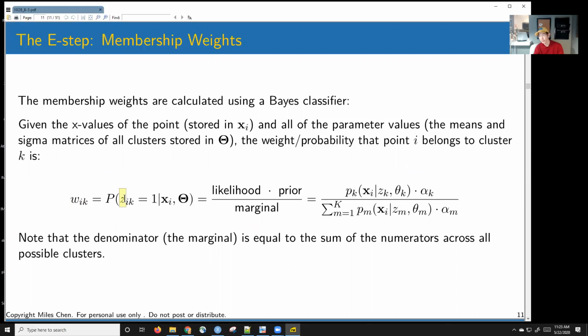that z sub ik, that binary vector, is equal to 1, and everything else is 0, given the values of x and theta. We would say this is the likelihood times the prior divided by the marginal, okay? Here we've got the likelihood, which is our multivariate normal PDF, and then the alphas, which are our prior. The marginal on the bottom, much like the Bayes classifier, is the numerator summed across all possible clusters. If you understand the Bayes classifier, I hope this part is okay.